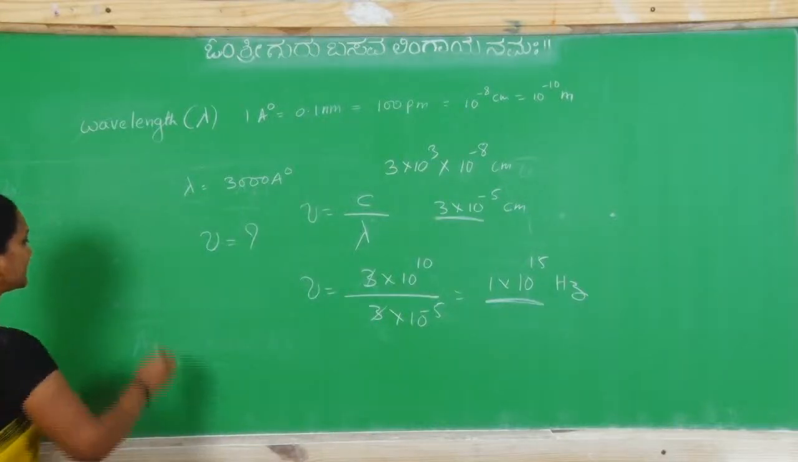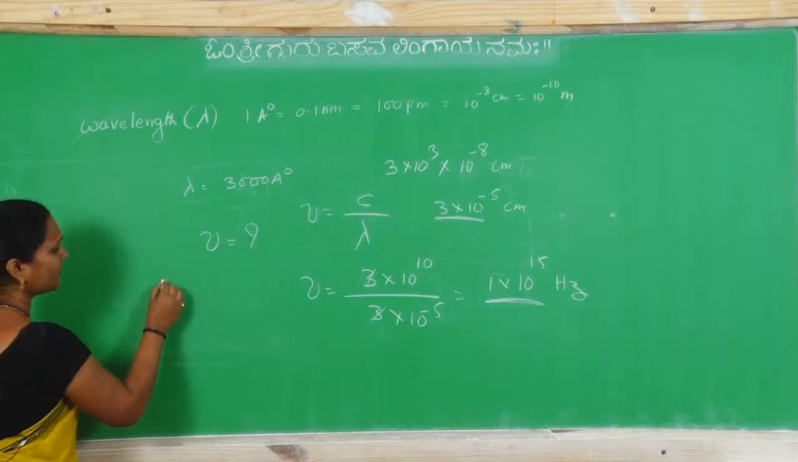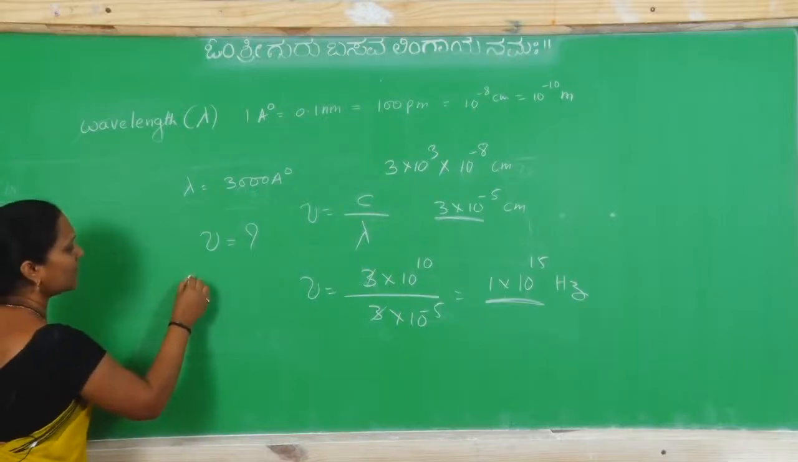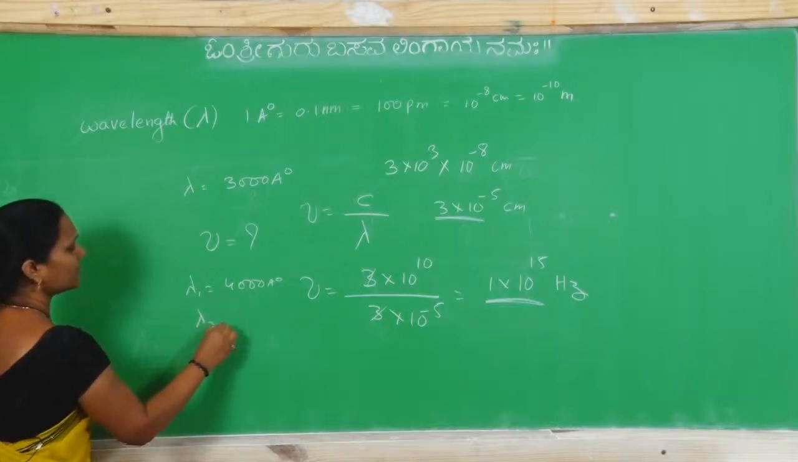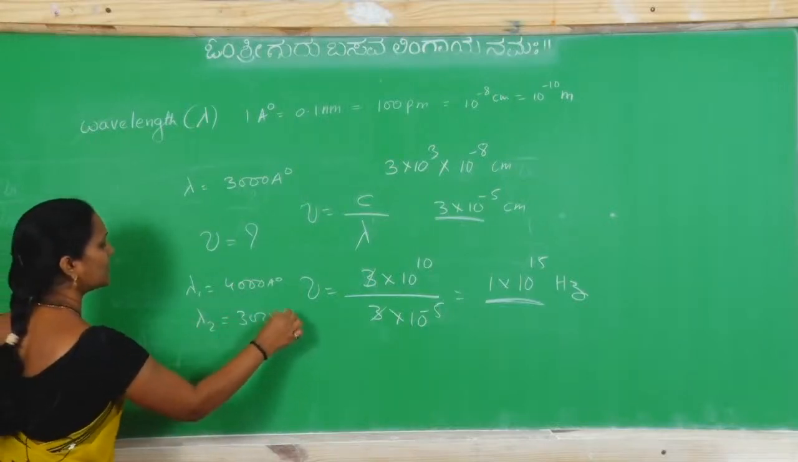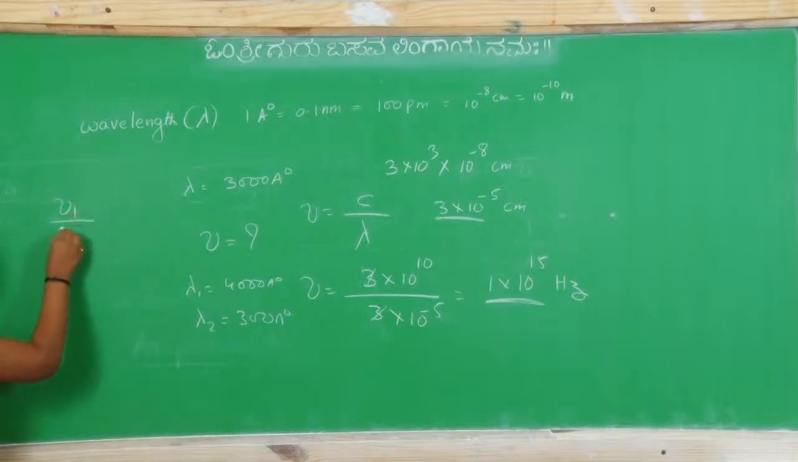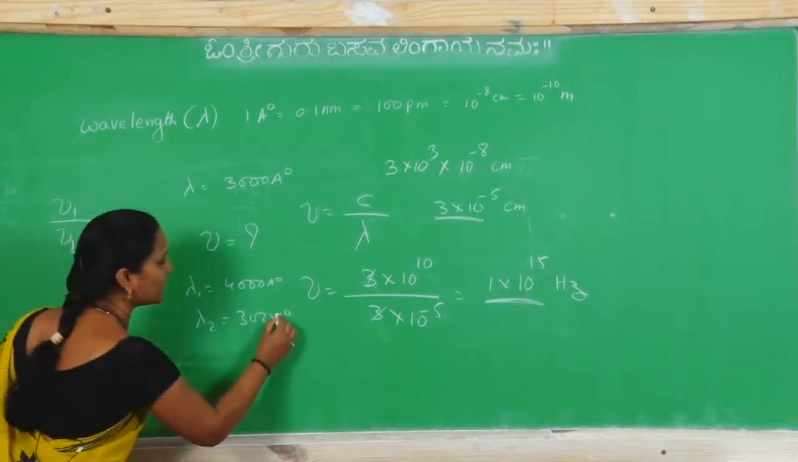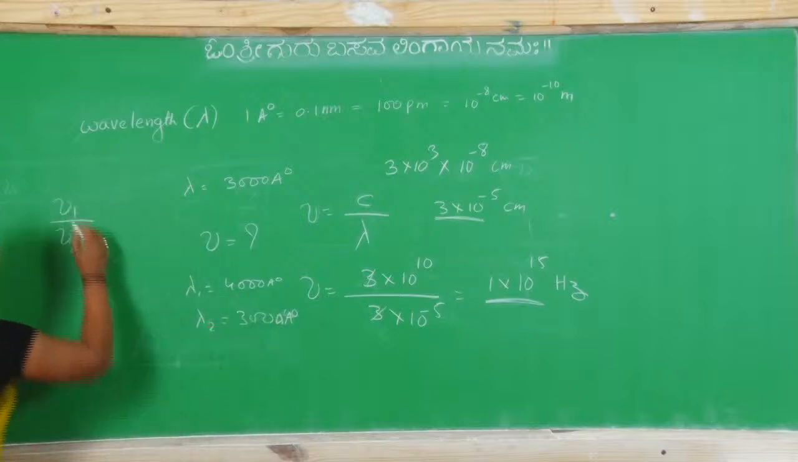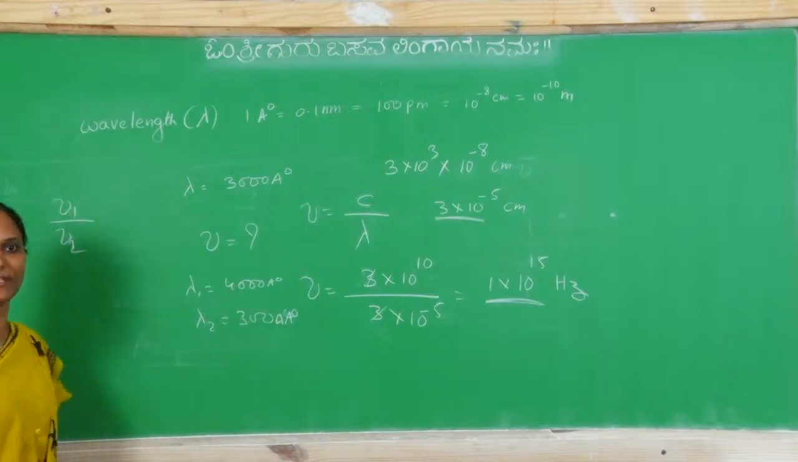Now, what is the ratio of frequencies with wavelengths 4000 angstroms and 3000 angstroms? What is the ratio of frequency they are asking? Nu 1 by nu 2 they are asking. What should we do? Nu 1 by nu 2, 4 by 3, or 3 by 4? Just two radiations with wavelengths 4000 angstroms and 3000 angstroms. What is the ratio of their frequencies?